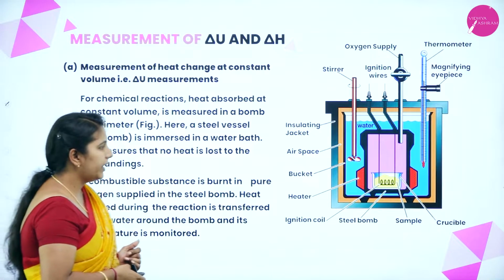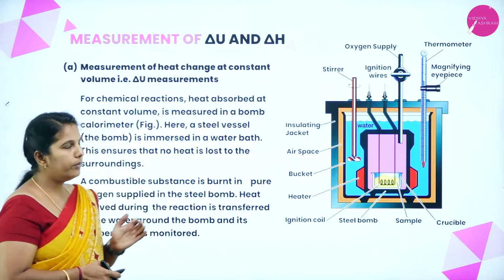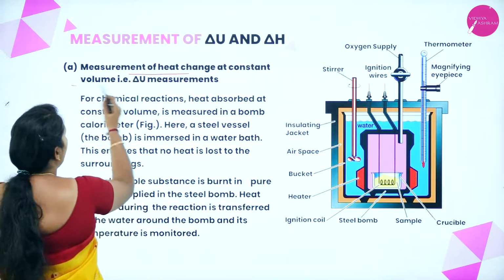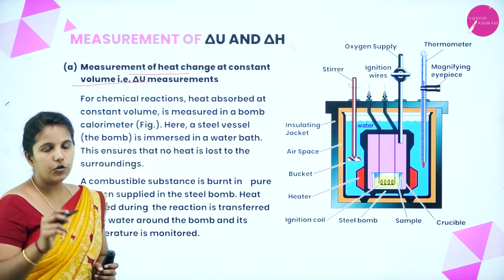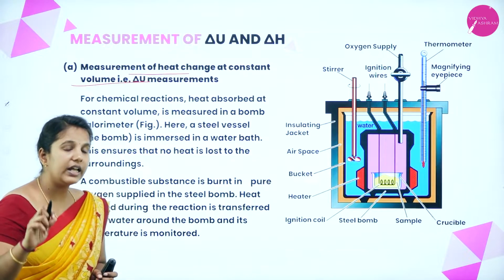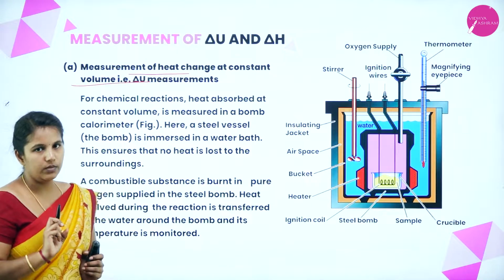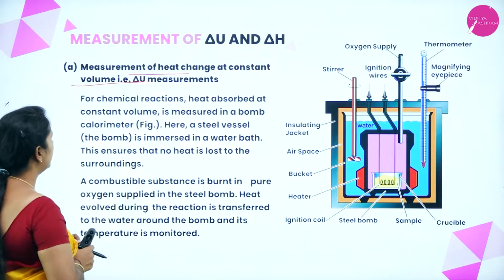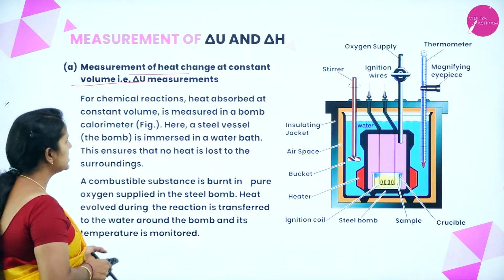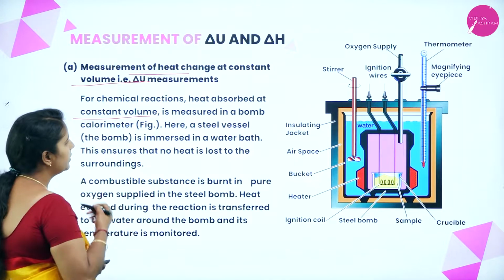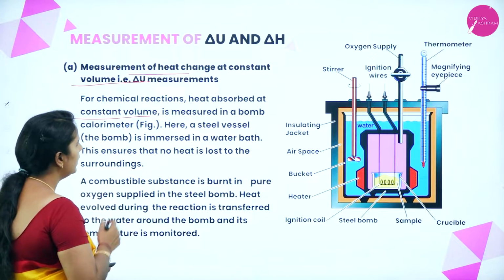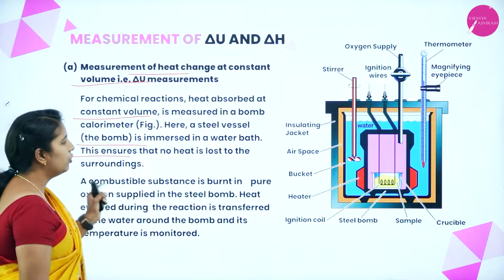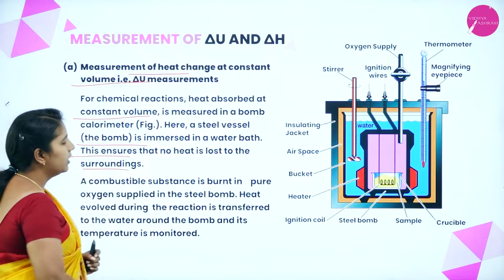So this is a complete figure of the bomb calorimeter, where you are going to measure the heat change at a constant volume. So you are going to measure what? The change in internal energy at a constant volume. So this was done by using what? Bomb calorimeter. For a chemical reaction, the heat is absorbed at a constant volume in the bomb calorimeter. The steel vessel is immersed in a water bath, which ensures that no heat is lost to the surroundings.